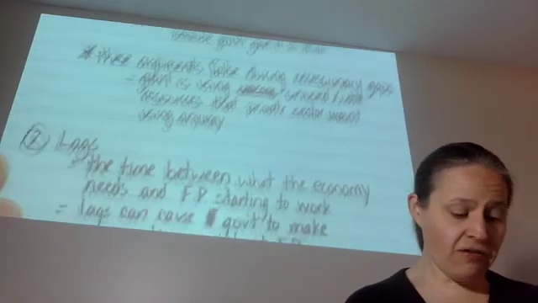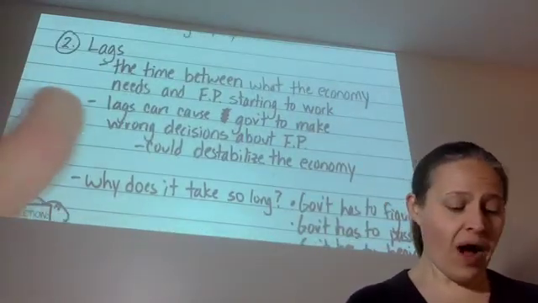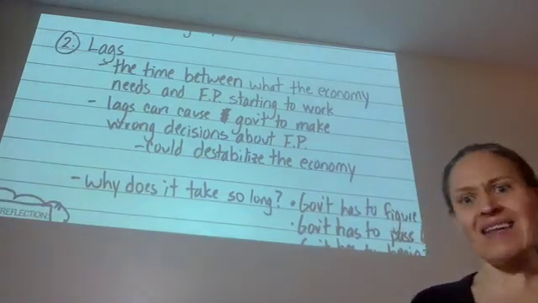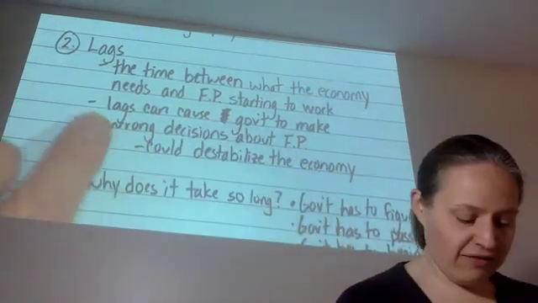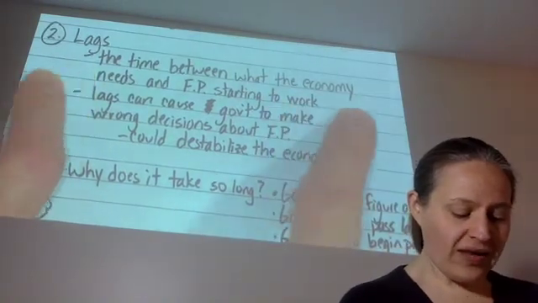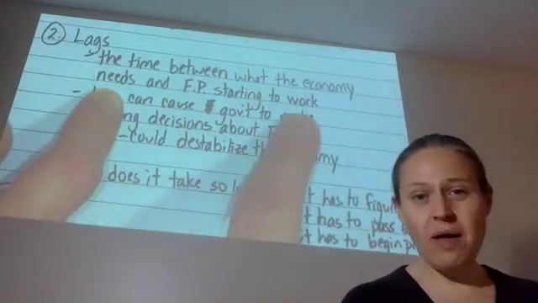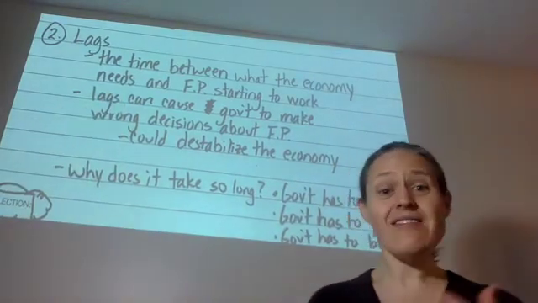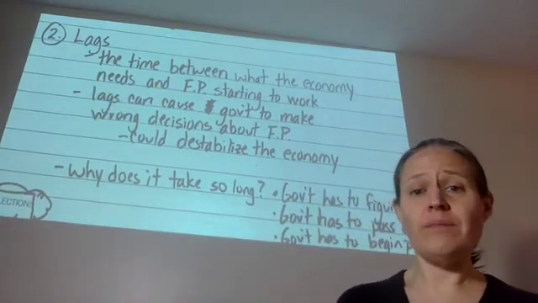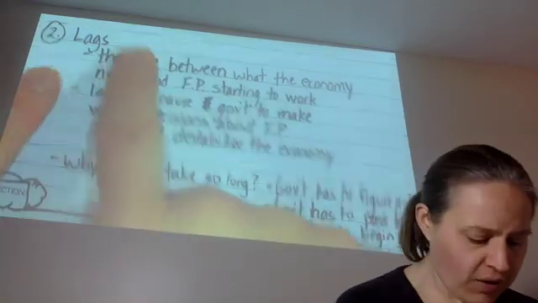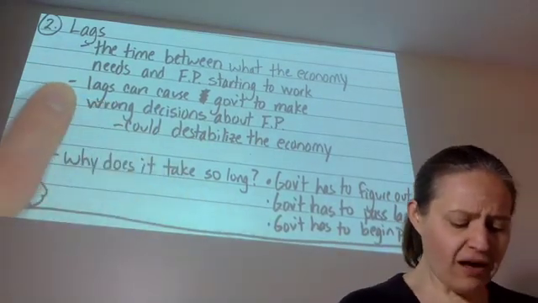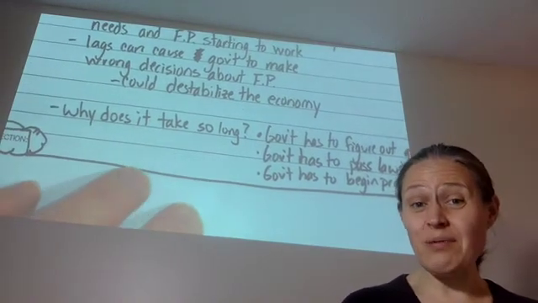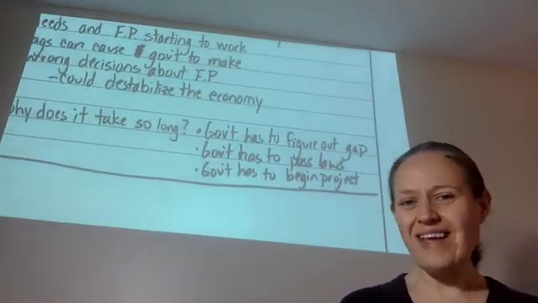Now, there is also the second reason why fiscal policy might not work, because of lags, right? If something is lagging, it's behind. And so lags, that's the time between what the economy needs and the fiscal policy starting to work. Okay, so let's just go in order of this. It says lags can cause the government to make the wrong decisions about fiscal policy and could actually destabilize the economy. Well, why does it take so long?